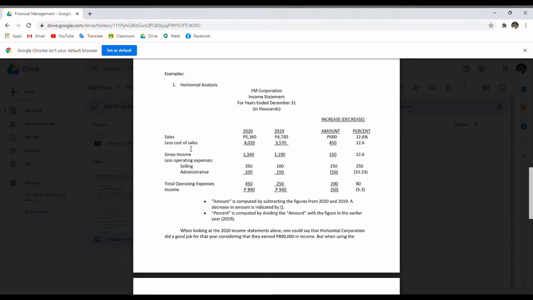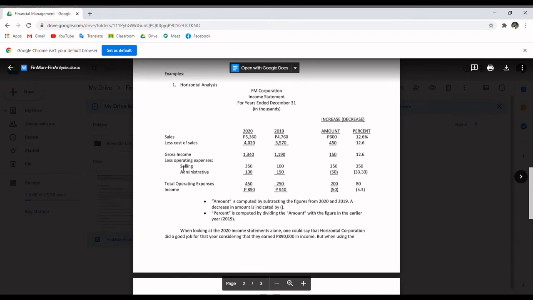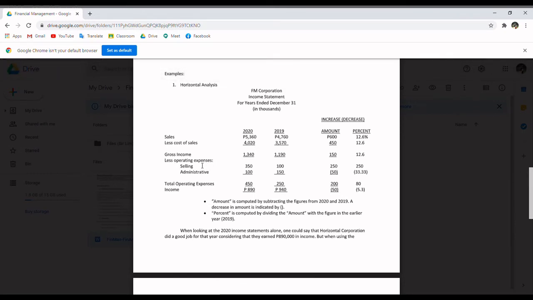Next, we have the cost of sales. 4,020 less 3,570, we have 450. Gross income, we have 1,340 less 1,190, we have 150. Next is the operating expenses. Operating expenses is divided into the selling and administrative expenses. From the selling expense, we have 350 in 2020 and 100 in 2019. The difference is 250. 250 increase from 2019 to 2020.